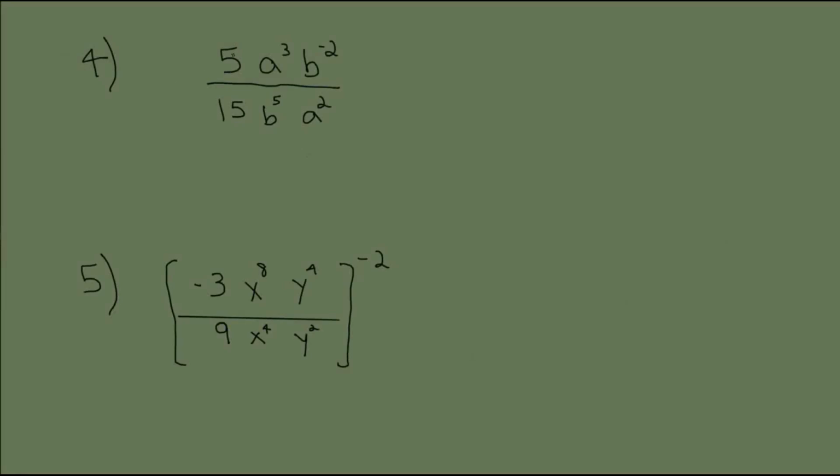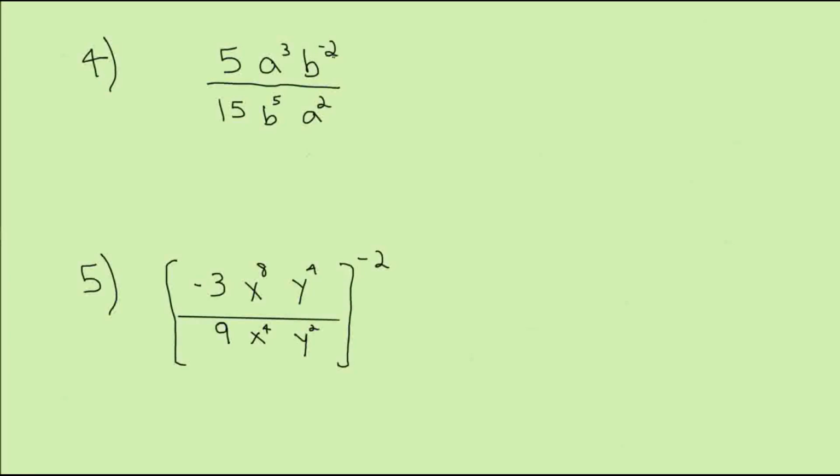Problem 4, 5a to the 3rd, b to the negative 2 over 15, b to the 5th power, a to the 2nd power. So here we're going to have to do some simplifying. The first place I see we can simplify is our 5 and 15. And if you remember, 5 over 15 simplifies down to 1/3. So now we have a to the 3rd power. We could write our 1 here if you want to. a to the 3rd power, b to the negative 2, over 3 b to the 5th power and a to the 2nd power.